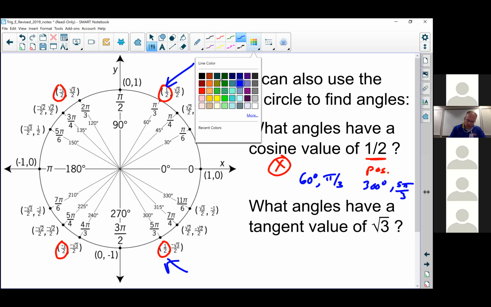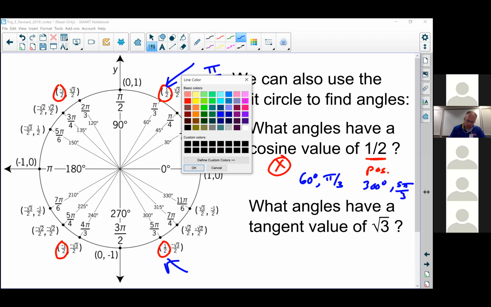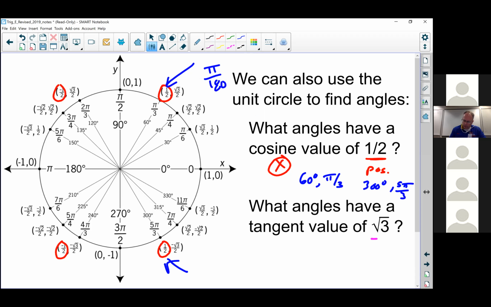And then we come down to this other one. Let's go with that. So which ones have a √3 value? So then you have to think, okay, I don't have any exact √3s, but I know that if I were to do the tangent of this, that would be 1/2 over √3 over 2. Those cancel, so that gives me 1 over √3.